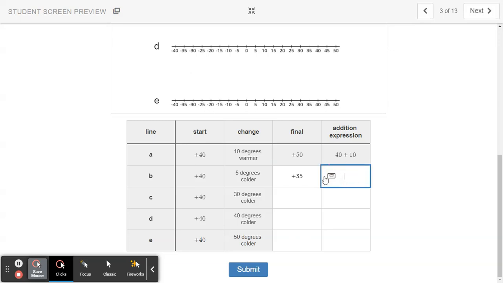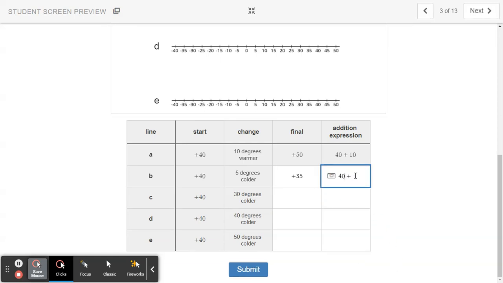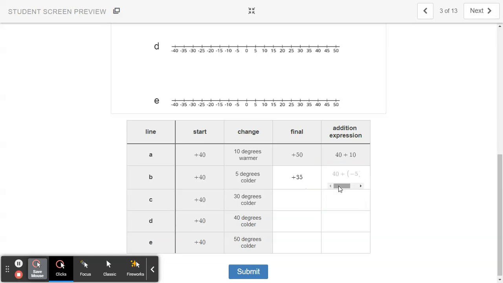And then the addition expression is, we know we started with positive 40, so we just started at 40 degrees. And we add, this stands for negative, right? 5 degrees colder, so we're adding a -5. Okay, so mine didn't quite fit. I probably could have not used the spaces and it would fit. Okay, oops. All right, so there's my expression. Okay, so we're going to do the same thing for C, D, and E.